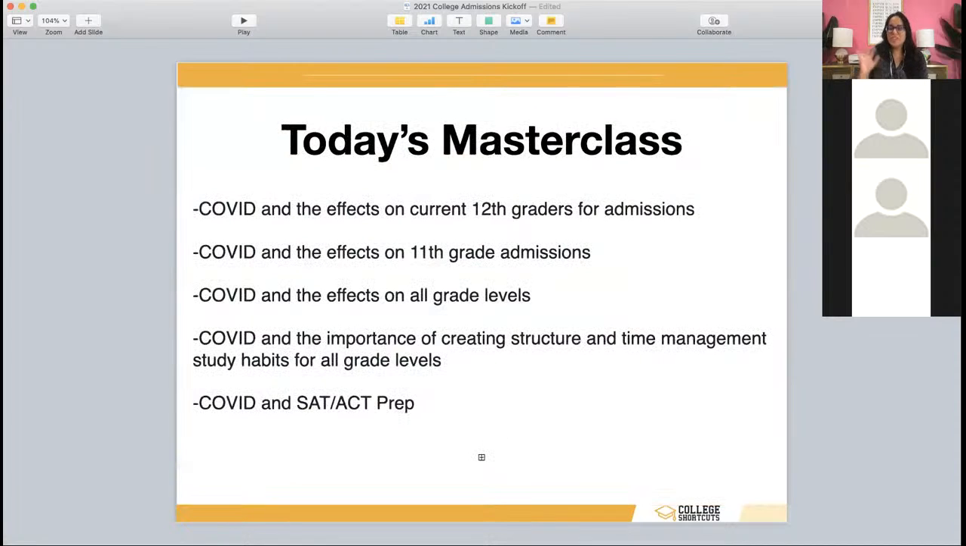So what I want to get into today specifically is the effects of COVID for 12th graders, 11th graders, all grade levels, and why it's so important to have structure and time management and study habits for all grade levels, as well as test prep.